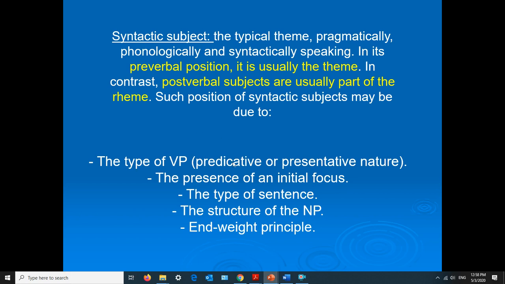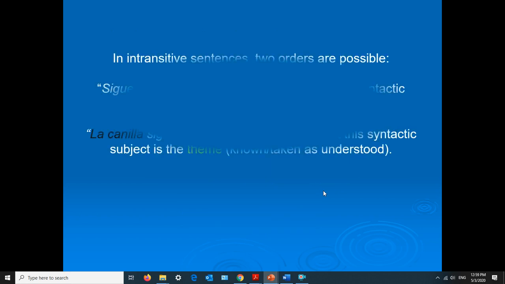Well, usually there is a possibility for explaining why a subject has taken up sentence final position. And some of these reasons may be associated with this list here. That the verb is predicative or presentative in nature, that there is a focus at the beginning of the sentence, therefore the subject has been relegated towards sentence final position, the type of sentence, the structure of the noun phrase, and the principle of end weight.